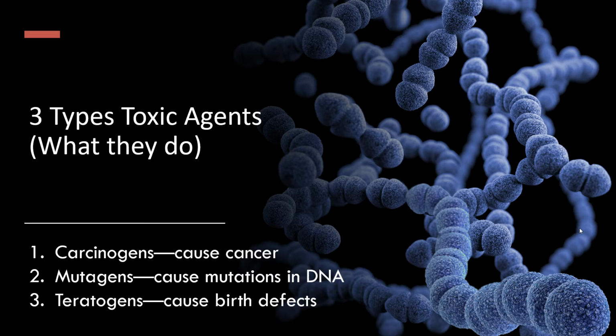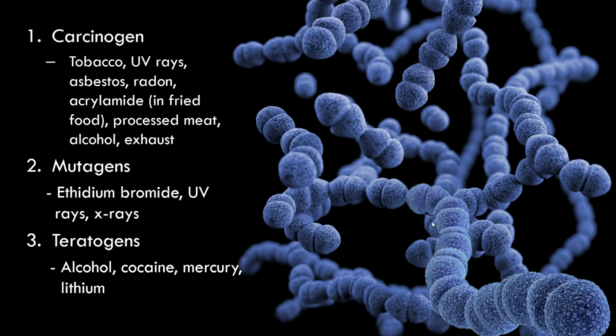So 3 types of toxic agents and what they do. We have our carcinogens, which cause cancer. Nice and easy to remember. Mutagens will cause mutations in your DNA, and then your teratogens cause birth defects. So none of these are fun, but different kinds of toxins do different things.